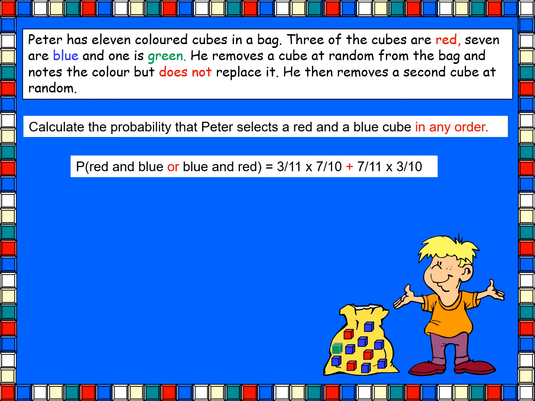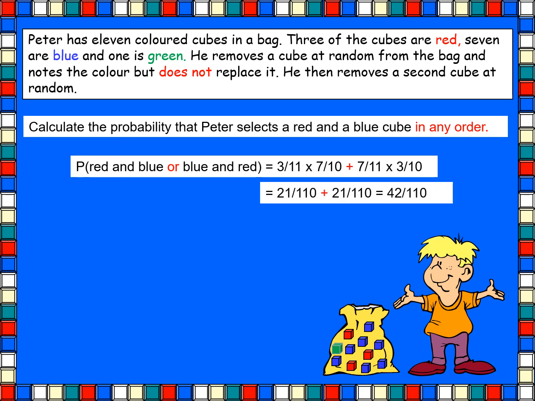So first of all, we look at red followed by blue. There are 3 out of 11 reds. And if we take a red, 7 of the remaining 10 are blues. So the probability of red and blue is 3 over 11 times 7 over 10. But then we need to add to that the probability of the reverse. Blue, 7 out of 11 times red, 3 out of 10.